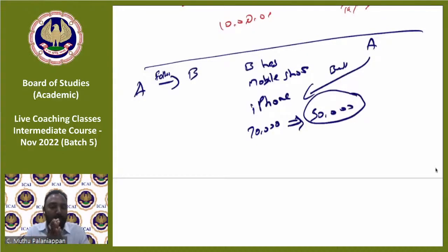Okay, this is one way. Now, look at the other way around. What if you're paying extra? Why should you pay extra? Now, A runs a business.